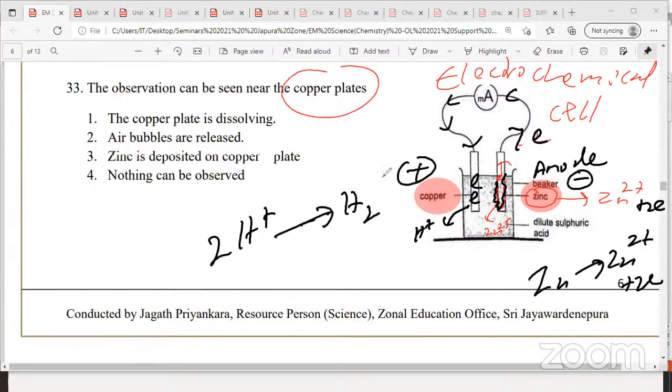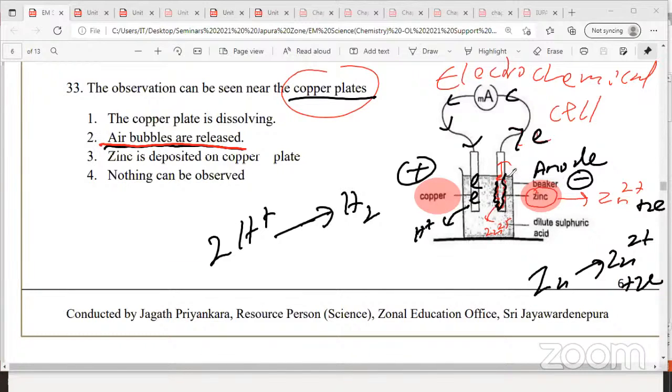Copper plate, will the copper plate dissolve? No, hydrogen bubbles are coming out near the copper plate. What is that air bubble? Hydrogen gas. Right? In electrochemical cells, nothing happens to the cathode. The cathode acts as a medium to supply electrons to the ions in the solution. Zinc deposited? No, zinc dissolves. Zinc is the most reactive metal.